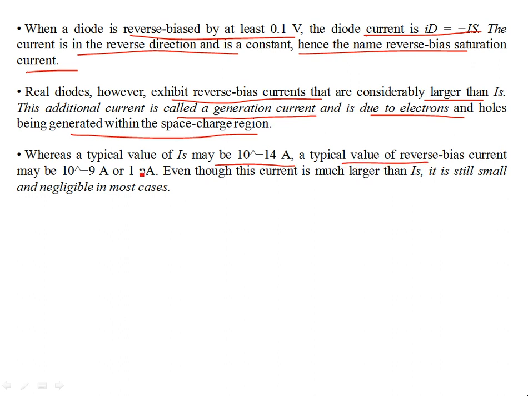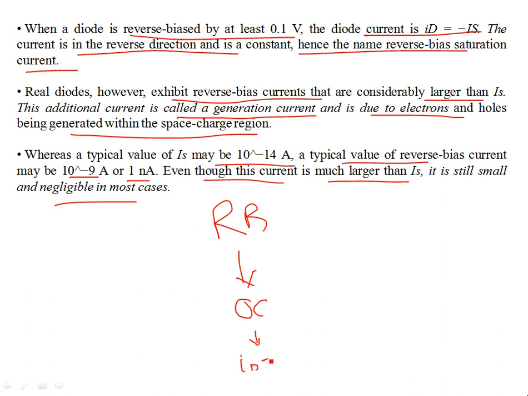The typical value of reverse bias saturation current in real diodes may be nanoamps, or 10 to the minus 9 amperes, which is again negligible. So even though this current is much larger than IS, it is still small and negligible in most cases. In reverse bias, the diode is open circuit. That is, there is no current. The switch is open, so there is no conduction of current or diffusion of charge carriers across the PN junction. So that's all.